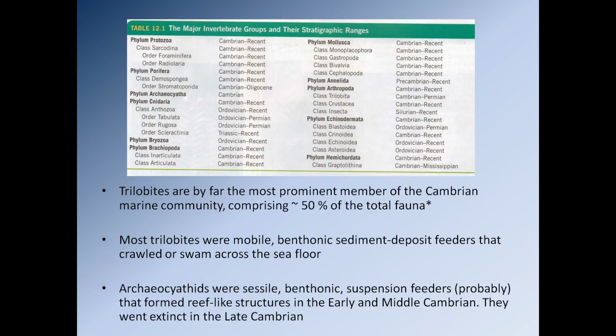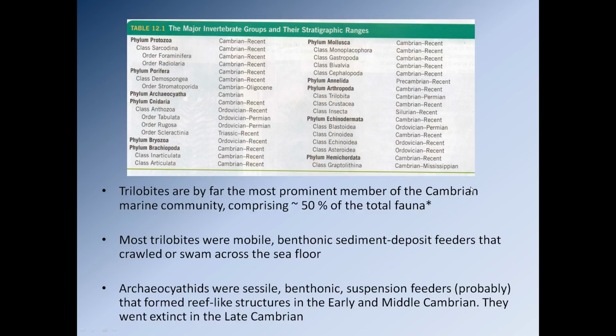So when it comes to life in the Cambrian, trilobites are by far the most prominent member of the Cambrian marine community, and they comprise approximately 50% of the total fauna, so the total fossils that we have. Now, most trilobites were mobile and benthic, so they would have lived on the seafloor. They might also, in some cases, have dug down into the sediment, so they could have been infaunal. The vast majority of them would have crawled on the seafloor, or might have been able to swim just above it. Now, you might notice there's an asterisk here. So why is there an asterisk there?